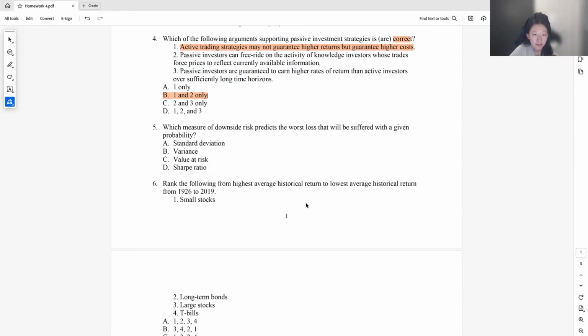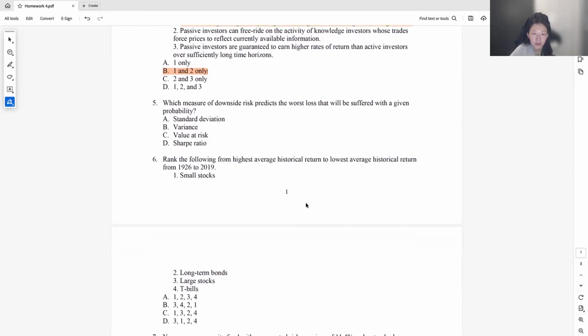And question 5, which measure of downside risk predicts the worst loss that will be suffered with a given probability? That will be VAR, value at risk. So value at risk is basically looking at the worst case scenario, how much money you will lose. If there's a 5% chance of that worst case scenario, that's VAR at 5%, then we're looking at a 5% chance this worst case scenario may happen. And in that case, this is how much money that you may lose. So that is the VAR measure. It's a downside risk measure.